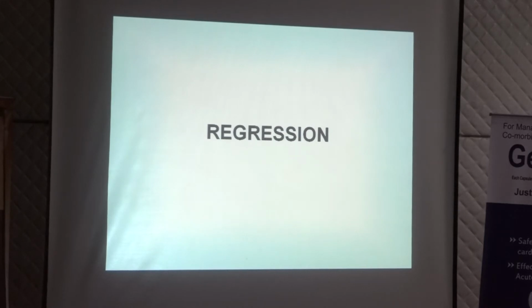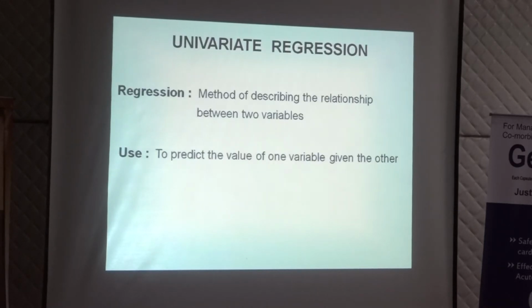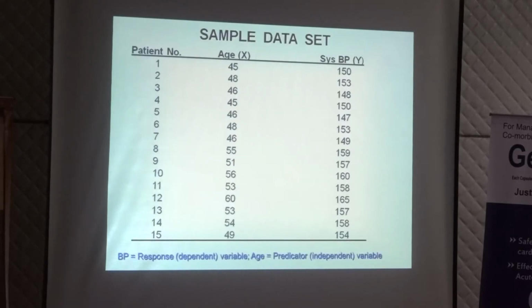Now the last one, regression. Regression means a method of describing the relationship between two variables to predict the value of one variable given the other, like patient's age and systolic BP.